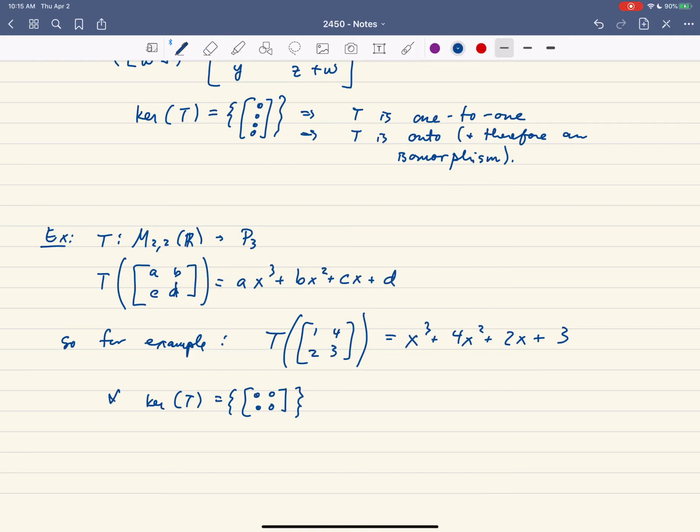And that tells us that T is 1 to 1. And because M22 and P3 are both 4-dimensional, remember that for P3 we have a basis of 1, x, x squared, x cubed, so it's a 4-dimensional vector space. Because they have the same dimension, this means that T is onto and hence an isomorphism, since it's 1 to 1 and onto.